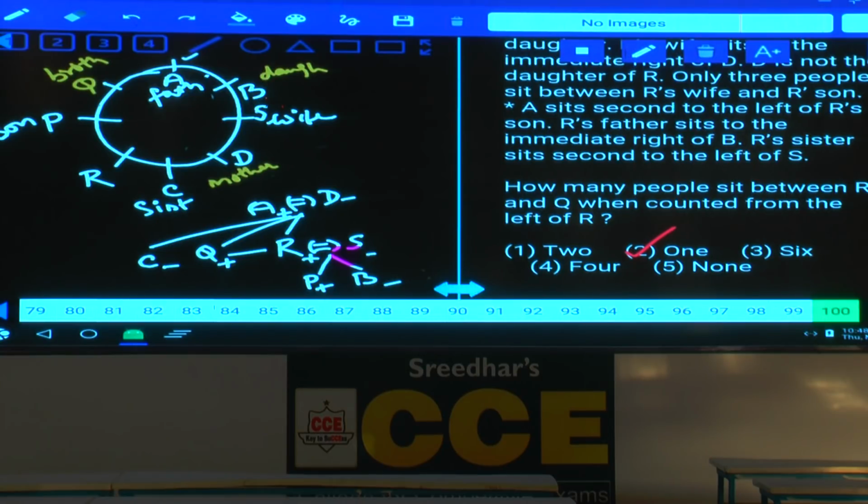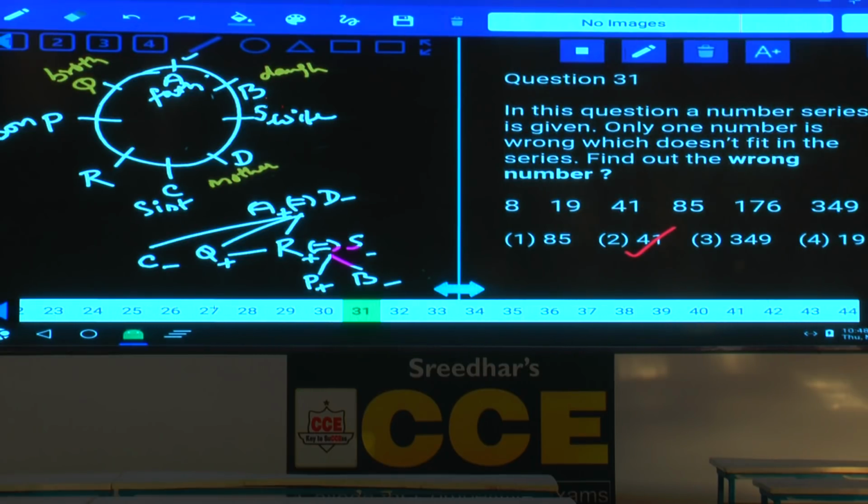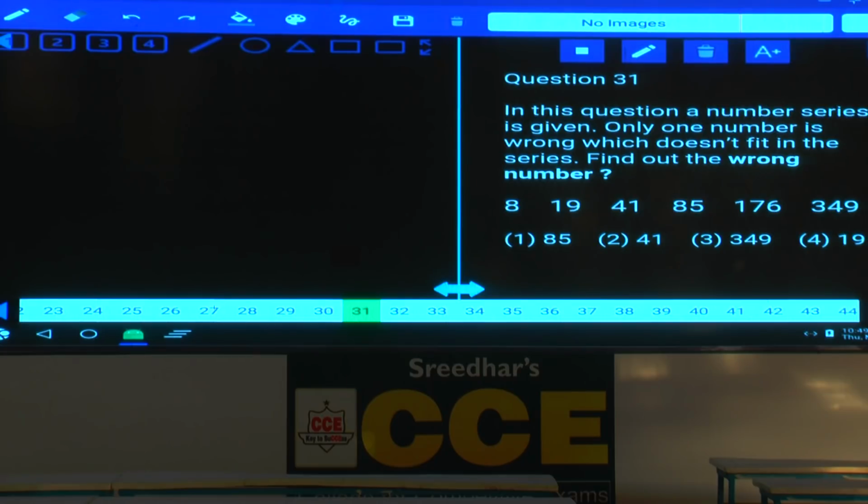No? Number series. Questions please. Question numbers 31 to 35. Now in these question numbers 31 to 35, yes, tell me what is your doubt in this one.